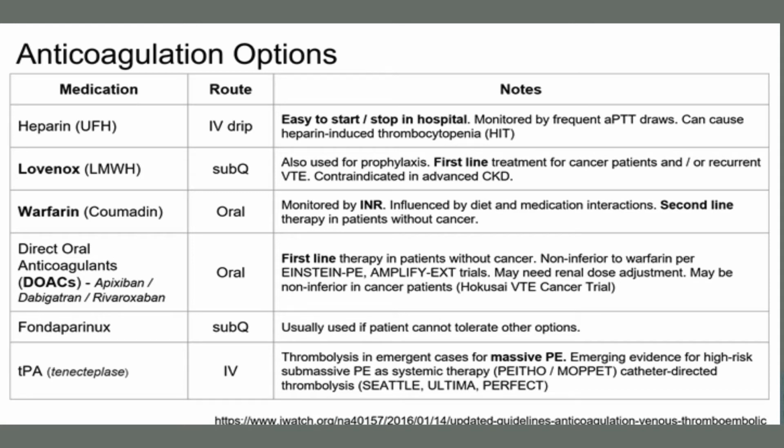Fondaparinux is another sub-Q medicine. It's kind of similar to Lovenox. We really don't use it unless a patient cannot tolerate other options. And then finally, TPA is the IV medicine used for thrombolysis if a patient has massive PE. There is some new evidence that in high-risk submassive PE or certain cases of submassive PE, it might actually be beneficial as systemic therapy or as catheter-directed thrombolysis. But this is really something that you would only be doing in an ICU setting.